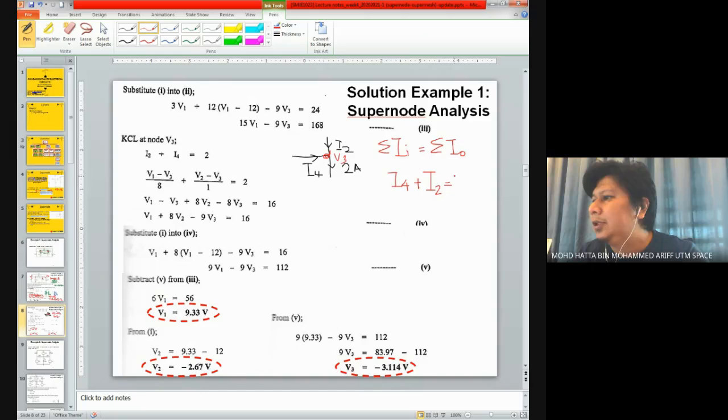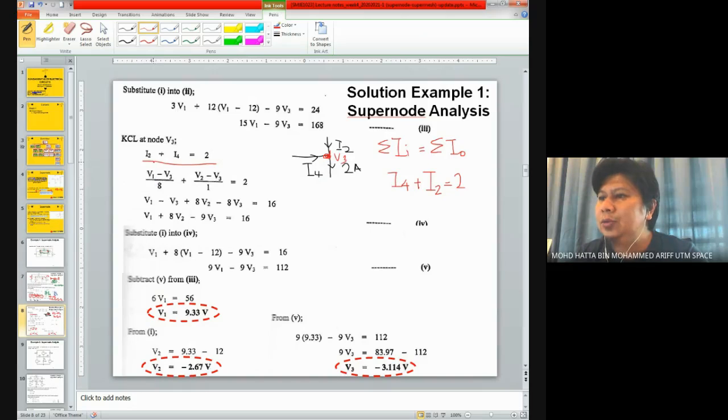And I out in this case is 2 ampere. So that's how you get this equation. KCL at node V3, you need to consider the current coming in and out at V3. And as usual, for node analysis, you need to express this current in terms of voltage.